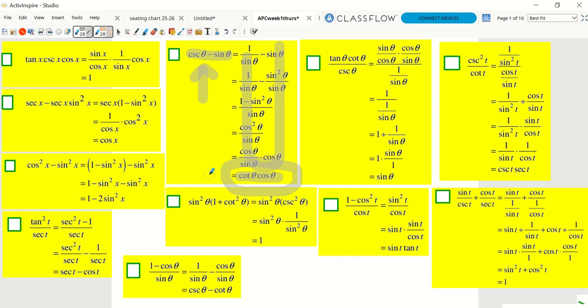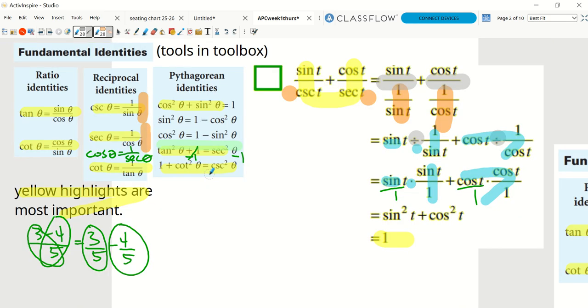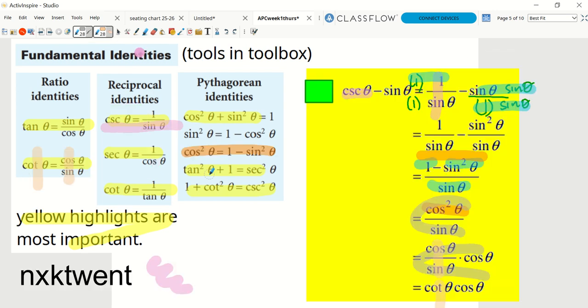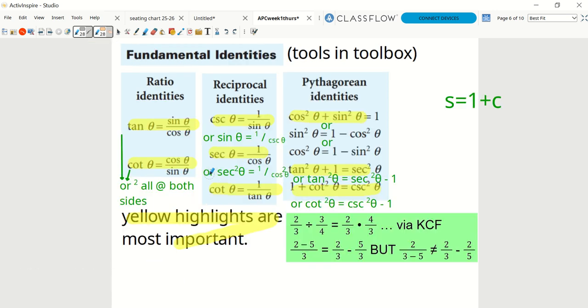Okay. So let's look at the tools in the toolbox that we're going to use. So let's look over here. These 2 yellows you should have learned last year. Same thing with these. Cosecant and sine are basically inverses of each other. And then you have cosine squared plus sine squared equals 1. That is super duper important. You learned that last year? You've seen that last year? Okay. And then you got these, which are less common, but still not rare.